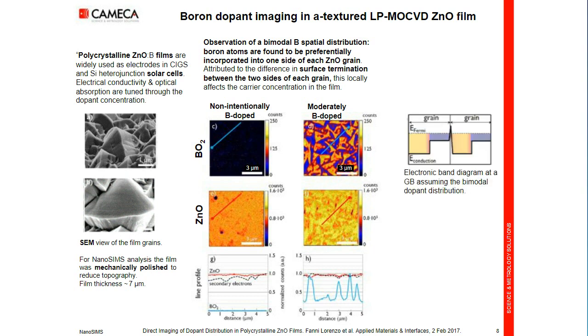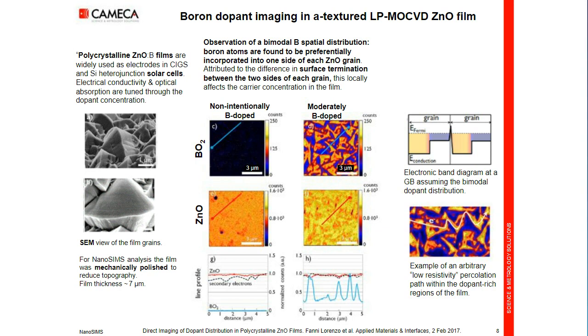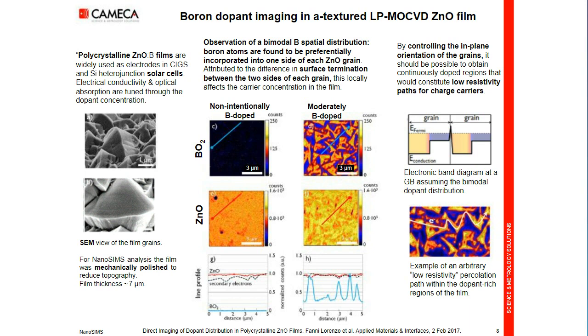And this will affect the carrier concentration, hence the conductivity. We show an electronic band diagram at the grain boundary, and from this the authors show an example of a low resistivity path along the dopant-rich region of the film. So this sort of information taken from NanoSIMS dopant imaging at high resolution helps in developing new films, possibly by controlling the orientation of the grains and optimizing the resistivity for the charge carriers.